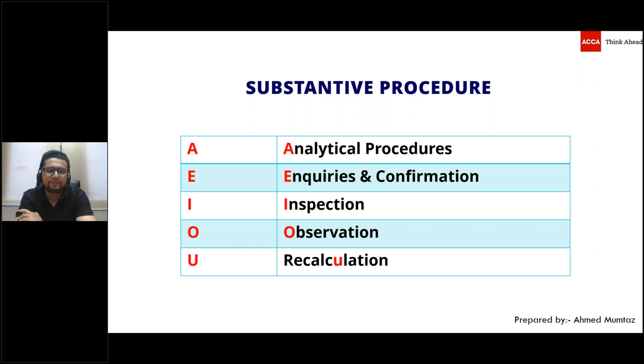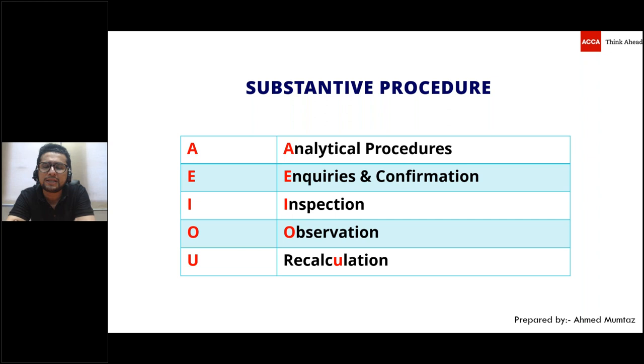Second last is what we call observation. Observation is normally used when it comes to tests of controls. But we can use observation, such as we can observe what management is doing or what kind of activities they are performing.